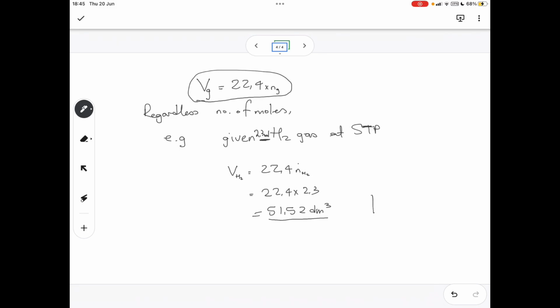So if you want to imagine 51 liters, picture 1 liter of long life milk that you can find in the cupboard in your house, and you pack 51 of these, or 51.52. So if you stack them, then you'll get how much 2.3 moles of hydrogen gas is at standard temperature and pressure.